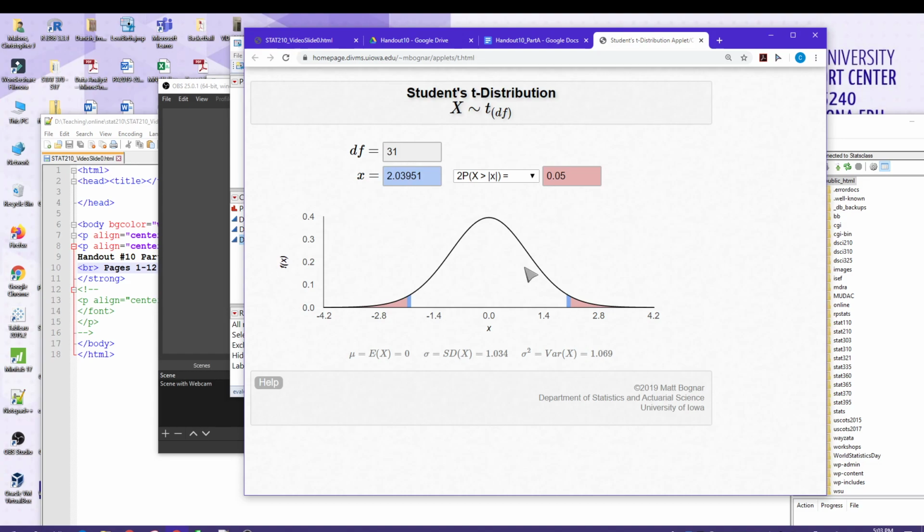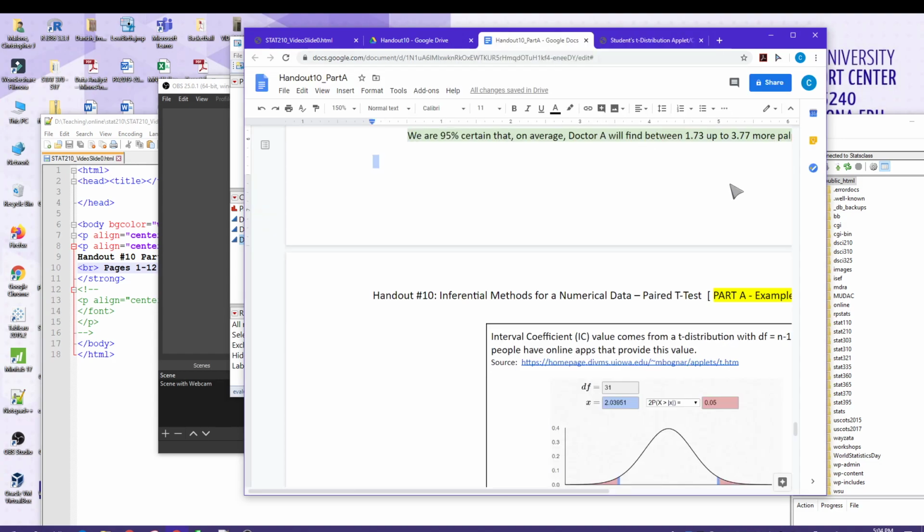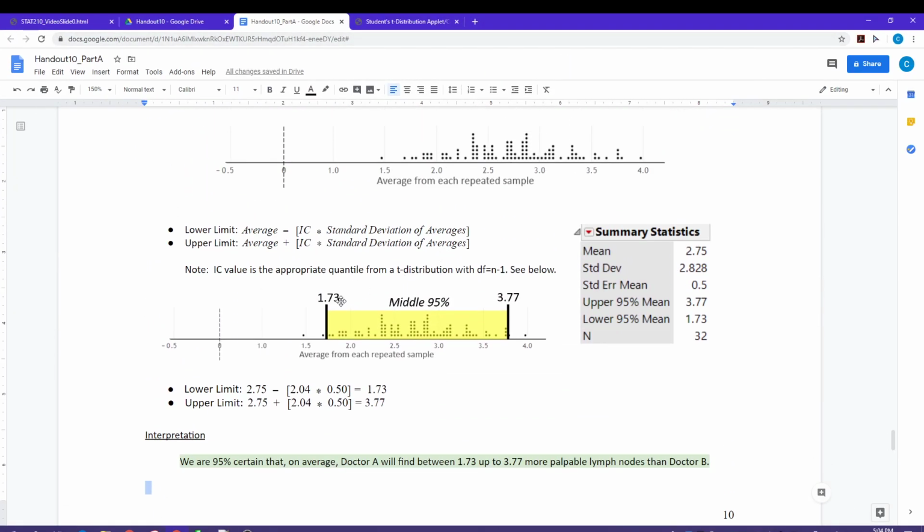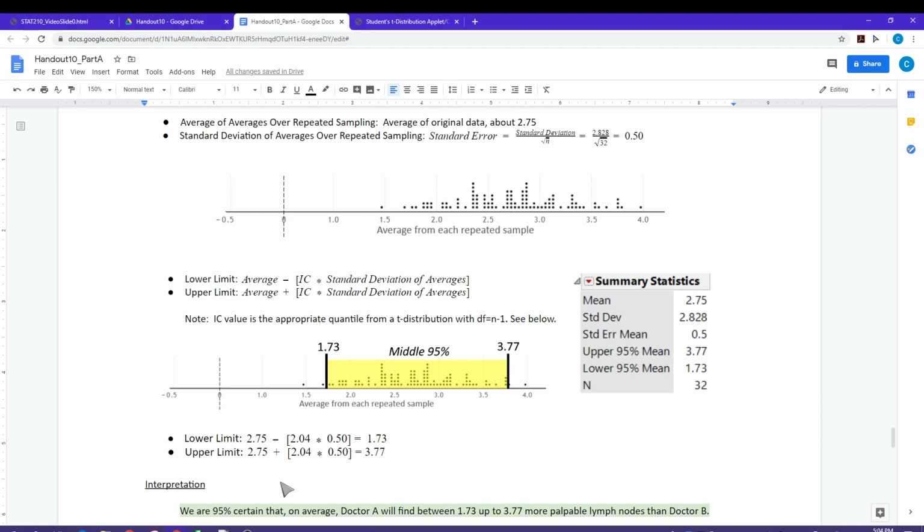So from a t-distribution, I get the middle 95% when I stay between negative 2.04 and positive 2.04. Now this is off of the t-distribution. What I do when I calculate my confidence interval is just scale that up to the regular distribution. So I need to multiply that by, again, my standard error, the standard deviation of the averages. And then I take that margin of error quantity and subtract it from and add it to my average.